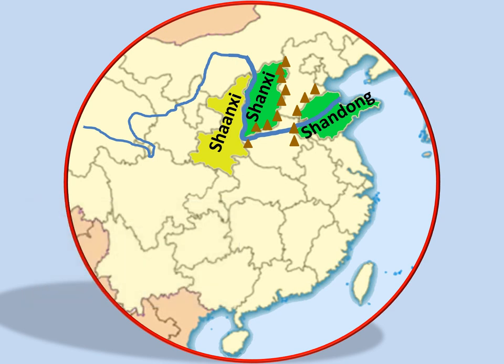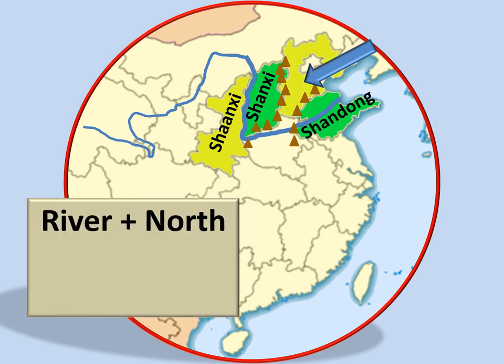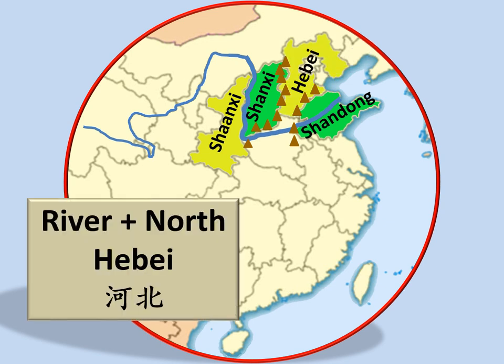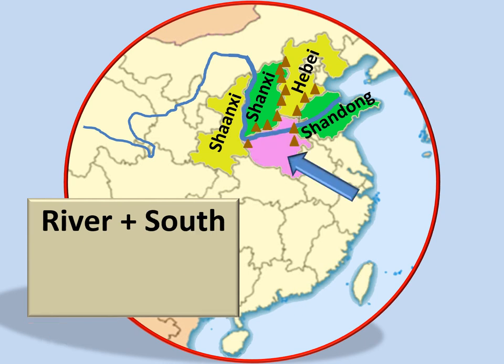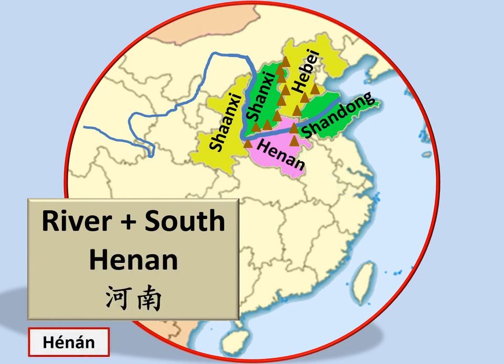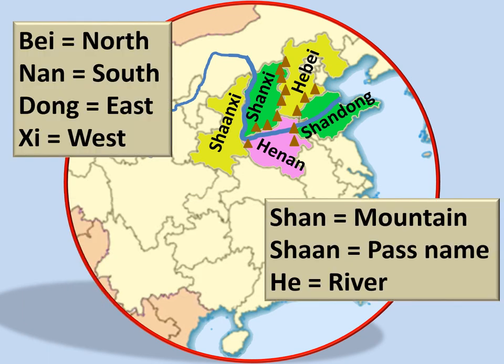Observe the unlabeled provinces to the north and south of the river. River plus north produces Hebei, the name of the province to the north of the river. Combining river and south gives us Henan, the province south of the river. Consider the words we have learned so far. You can see how they are used to name the illustrated provinces.